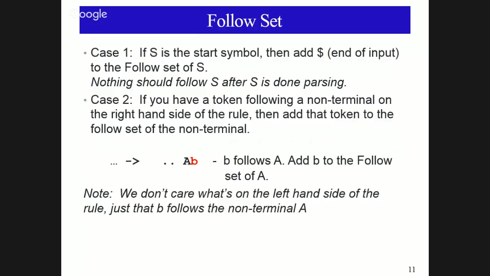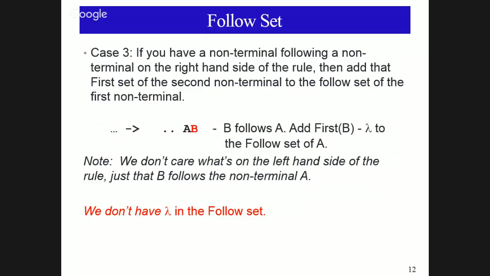And then actually case 3 is not bad. Case 3 is two big letters, big A, big B. Well, what follows big A? Whatever big B is. Lambdas or no lambdas, I don't care if the first of B has lambdas in there. We don't put lambdas in the follow set at all. So lambda is taken out.